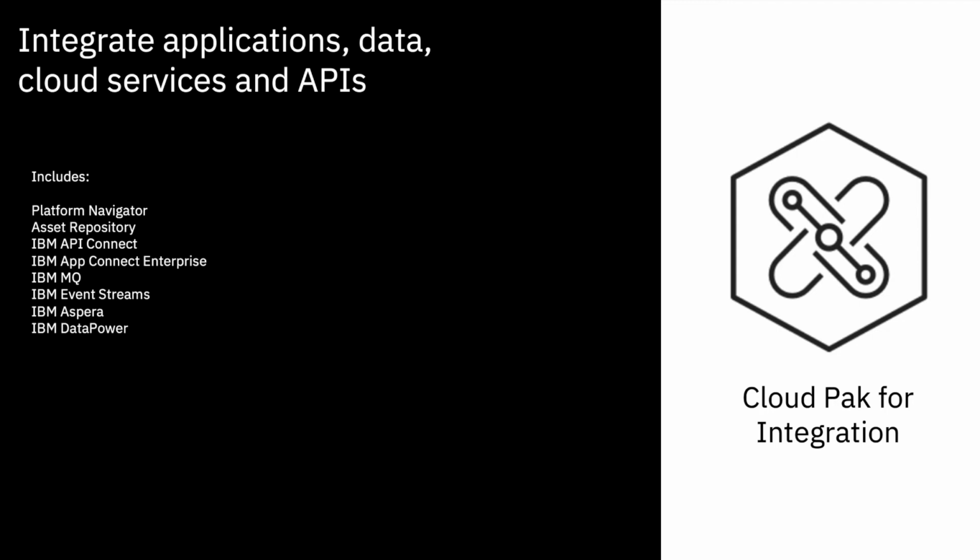Now, using the tools within CloudPak for Integration, it becomes easier and quicker to build APIs that expose data in enterprise applications in a predictable and secure way. And once those are available, they can be published to an API catalog. And when I say published, you can obviously define who can and can't see them.